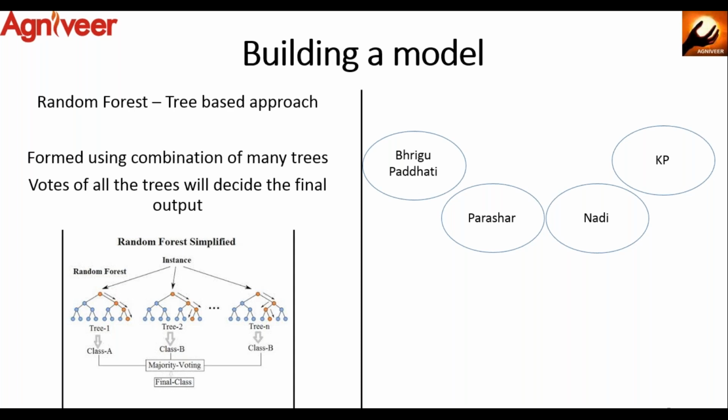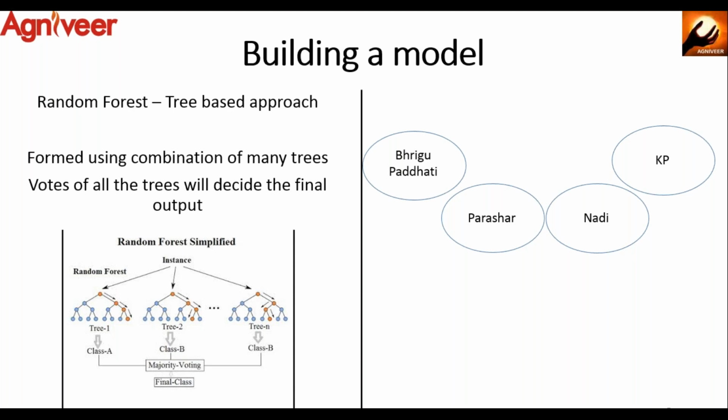So let us see, do we have something similar in astrology? We have many techniques here. This random forest is mainly called a bagging and ensemble method, where a lot of trees contribute towards making a final model.